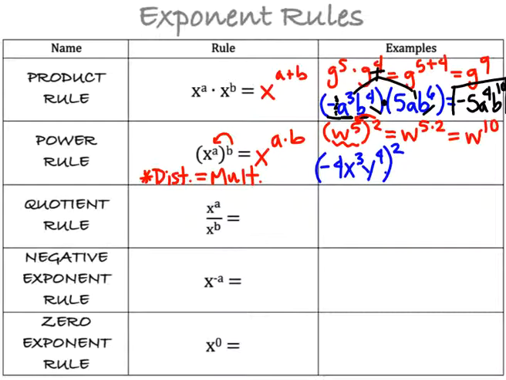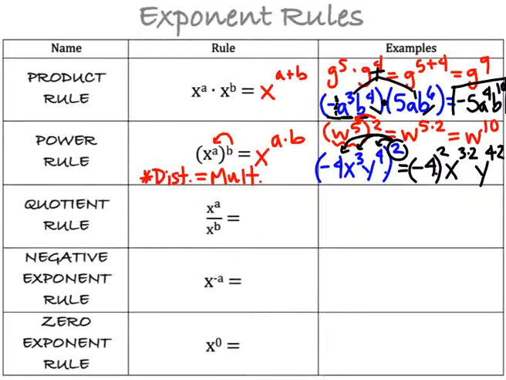When you've got coefficients and multiple bases, just a reminder: you need to take the exponent on the outside and share that with every single base. This gets tricky because we've got to take -4 in parentheses to the second power. You've got to distribute that 2 to the x to the third power, so x to the 3 times 2, and then take y to the fourth power, or y times 2.